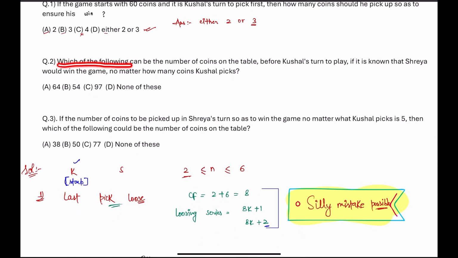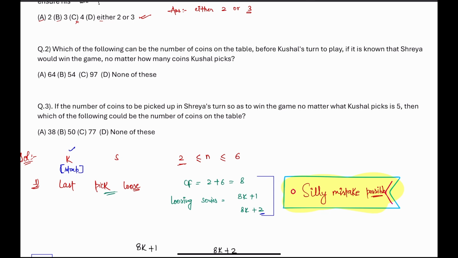Which of the following can be the number of coins on the table? So now the question is about the number of coins, which is not specified. Before Kushal turns to play, if it is known that Shreya would win the game, no matter how many coins Kushal plays. So this is a very good question, and it's hard for anyone to understand the grammatical portion. Sometimes it might be confusing. So let's read the question again to understand it better. Which of the following can be the number of coins on the table? So n is the coins, and it is asking what are the possible values from the options.